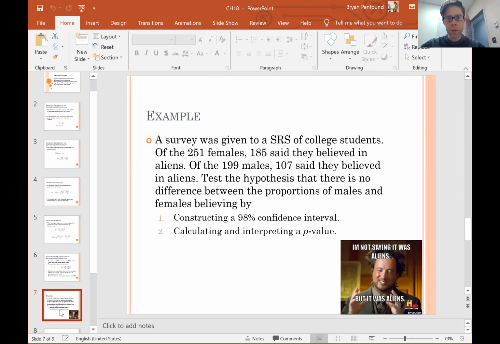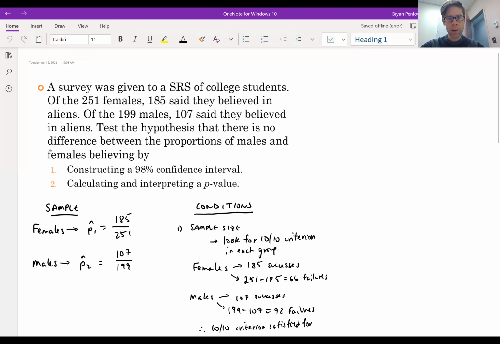Right, okay, so we have a simple random sample of some college students. And actually I can probably share my other screen right now. So we had a simple random sample. We had 251 females and we had 199 males, and we had a proportion that believed in aliens. So we basically took a success as believing in aliens to get our point estimates for P1 and P2. So 185 over 251 for females and 107 over 199 for the males.